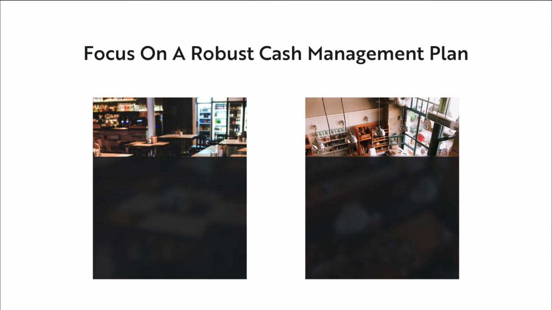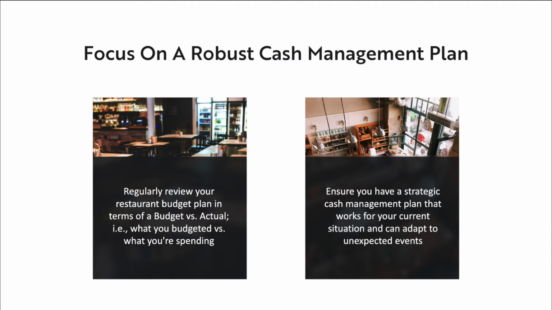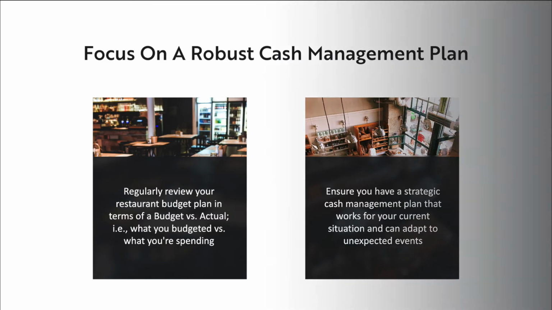Next, you want to focus on a robust cash management plan. Once you account for the above items, you should regularly review your restaurant budget plan in terms of budget versus actual, i.e., what you budgeted versus what you spent. Additionally, you'll want to ensure that you have a strategic cash management plan that works for your current situation and is agile enough to anticipate turmoil and unexpected events down the road.